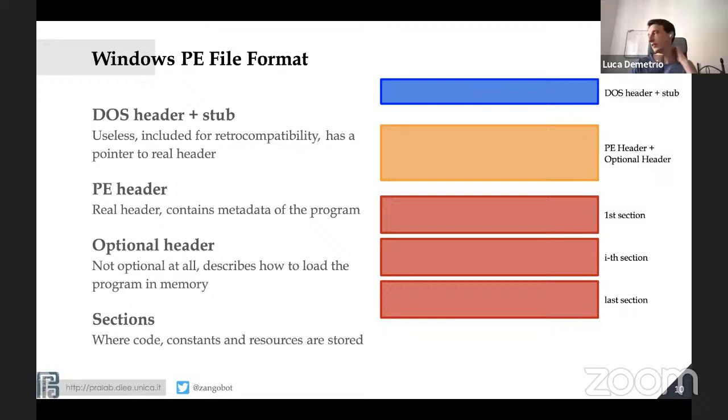And finally, we have the key components of the program, that are the sections, containing, again, the code, the initialized variable, resources, and many other things. So this is kind of complicated. I mean, you see, there are header, and there are sections, and then there's the code. So it's not easy in principle to understand where you can mess around with this thing.